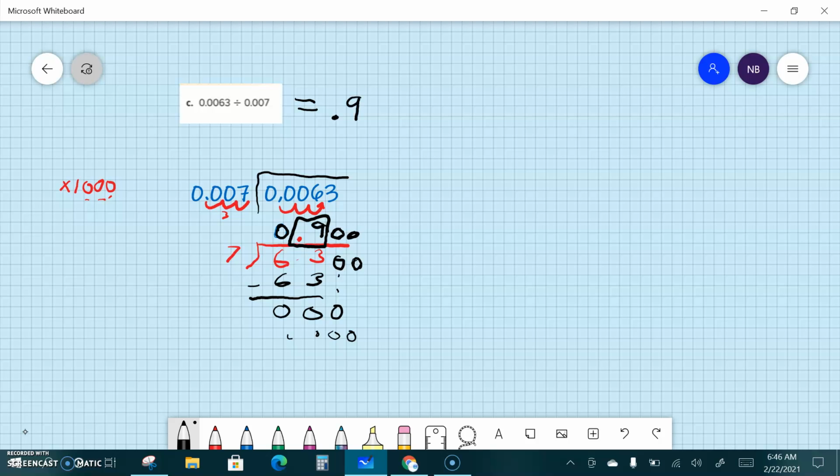Give this a try in your homework. Remember, the big thing here, guys, is that we're moving the decimal on the outside so we can turn it into a whole number, and whatever we do to the outside, we have to do to the inside.